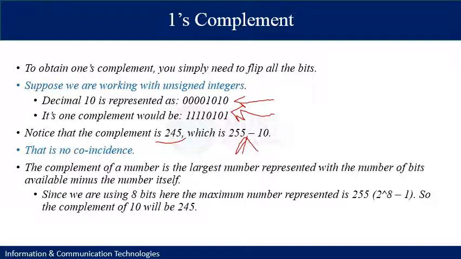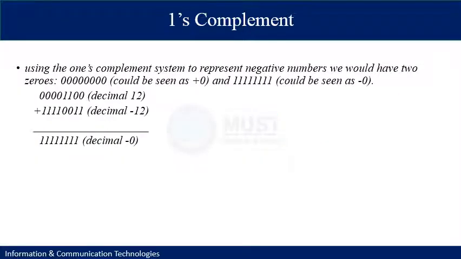This is no coincidence. The complement of a number is the largest number represented by the number of bits available minus the number itself. So if we're using 8 bits here, the maximum number represented is 2 raised to power 8 minus 1, which is equal to 255. So the complement of 10 will be equal to 245. In this way, the problem we found in the previous method can be solved.